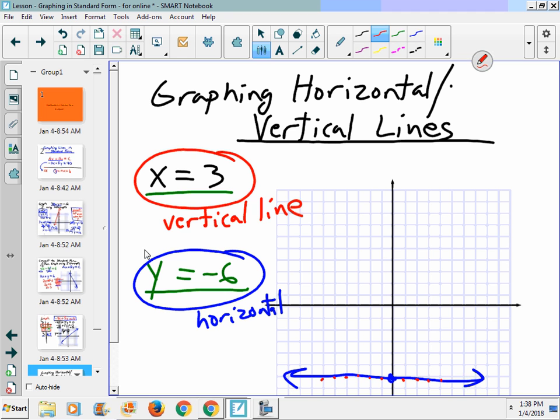So it's very easy to graph horizontal and vertical lines. And also it's very easy to graph lines in standard form.